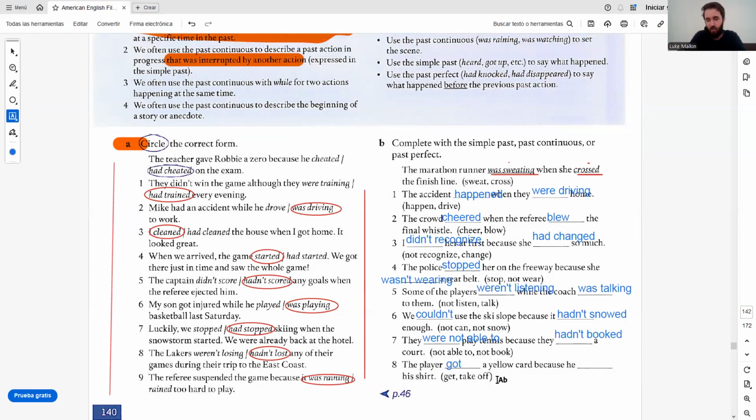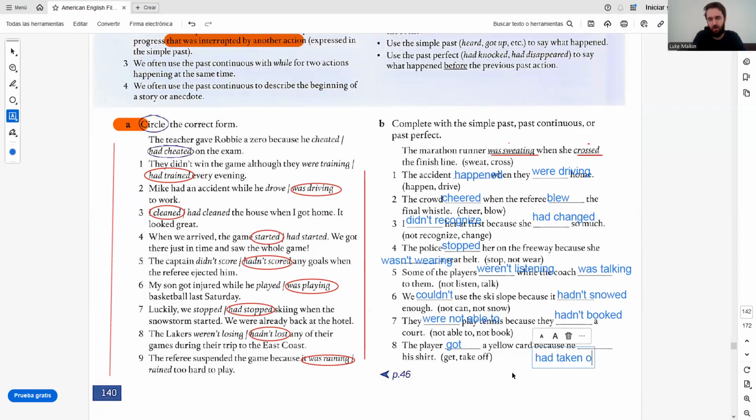8, the player got a yellow card because he had taken off his shirt.